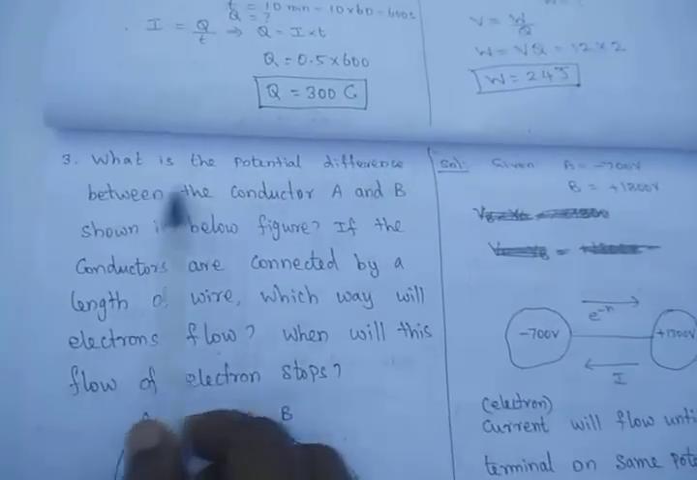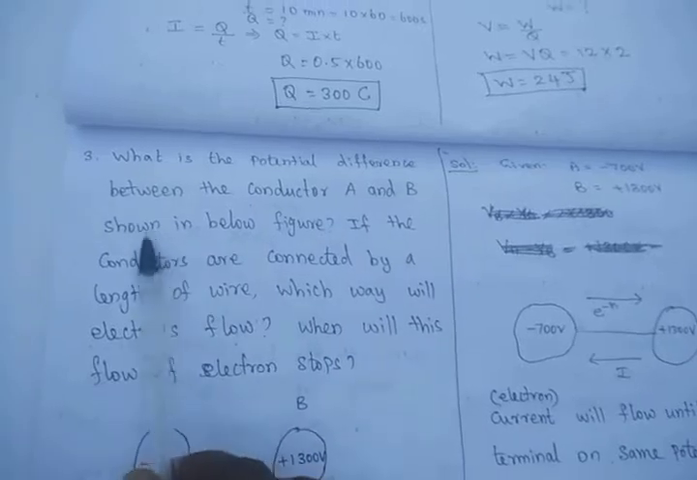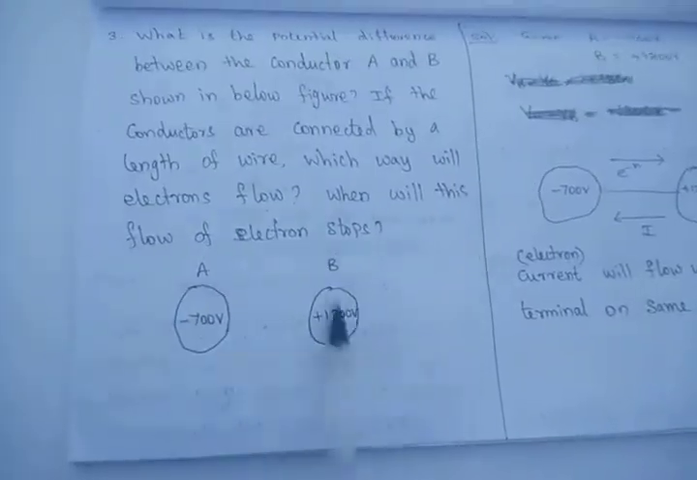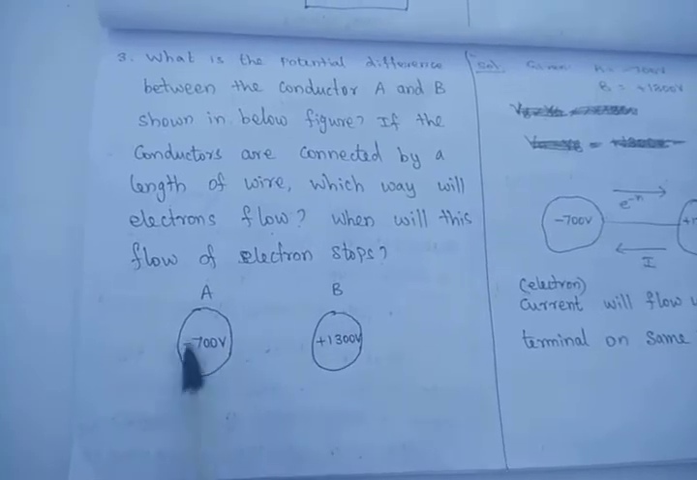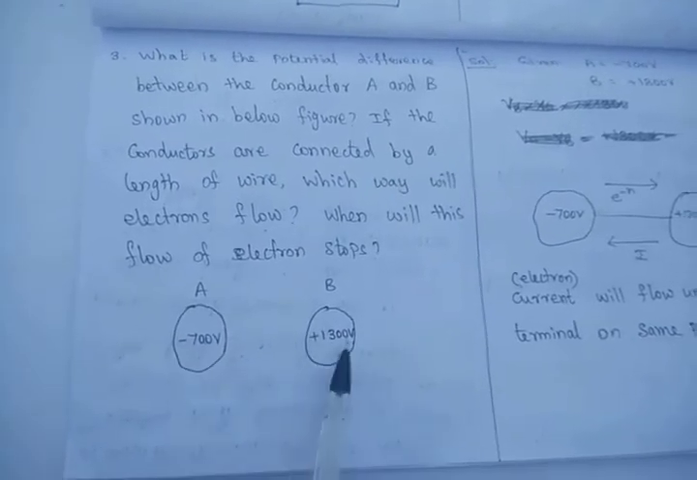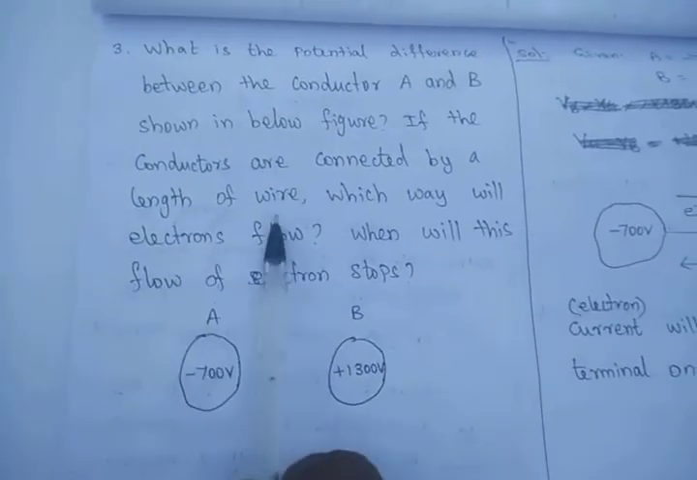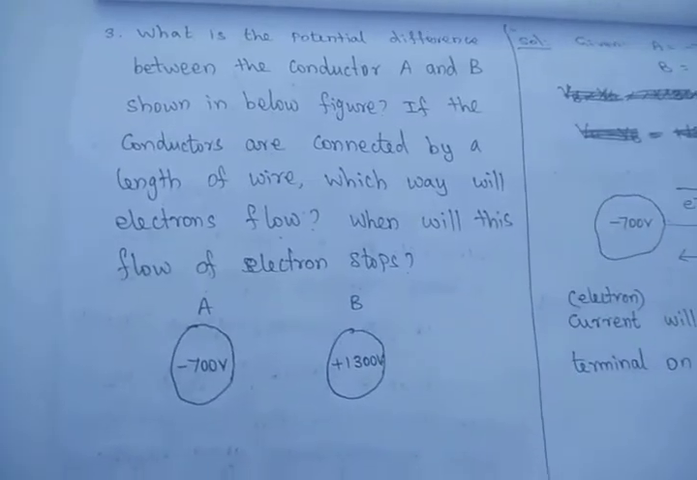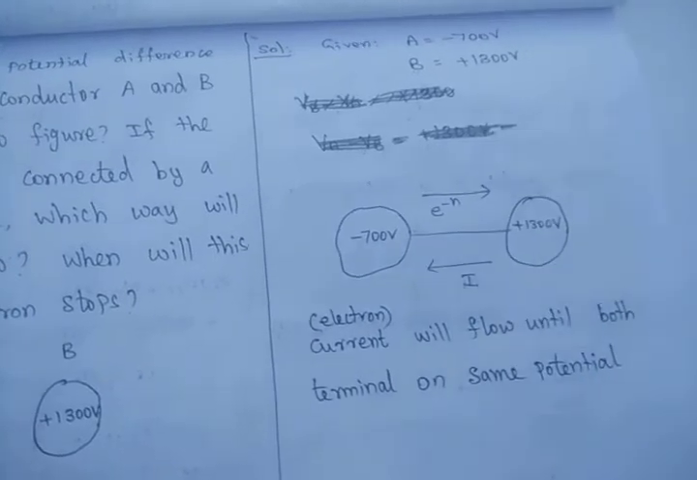Now I take the new problem. What is the potential difference between the two conductors A and B shown below? They are giving the two potentials. Conductor A and conductor B have the potentials minus 700 volt and plus 1300 volt. The question is, if the conductors are connected by a length of wire, which way will the electrons flow?